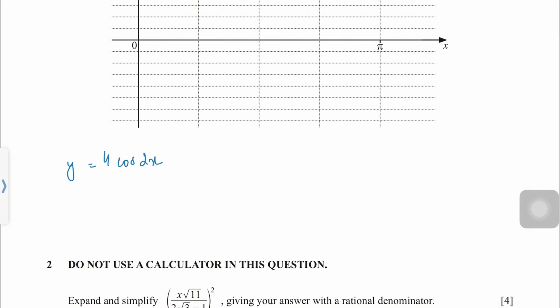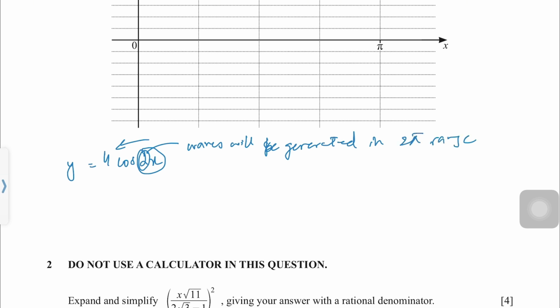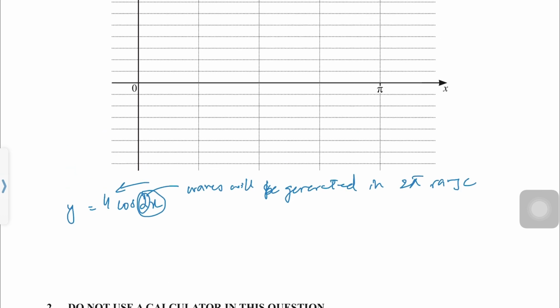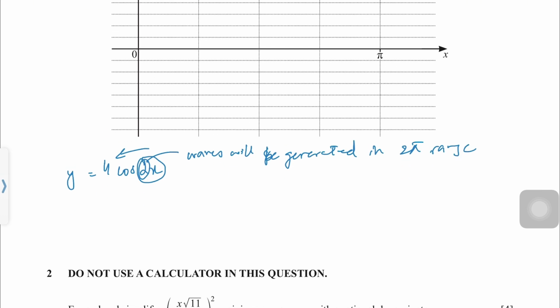For 4 cos 2x, we need to first identify what would be our amplitude. 4 would be our amplitude, and this 2 tells us how many waves will be generated in 2 pi range. Now since 2 pi range will have one wave, so this is an understood thing. So let's start by first making a cos graph.